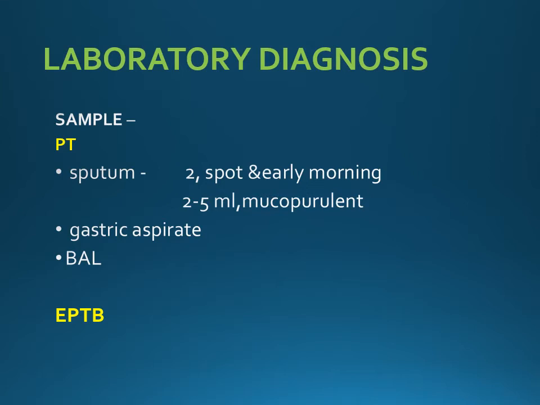Then extrapulmonary tuberculosis: depending upon which site the infection is at, if it is TB meningitis, you will have the CSF sample. If it is kidney involvement, then urine. Then pleural fluid, pericardial fluid, synovial fluid. So there are many samples, or they could be biopsies also. The second most common among extrapulmonary is lymphadenitis, so we have to take a lymph node biopsy there. Depending upon the site, different samples could be processed.